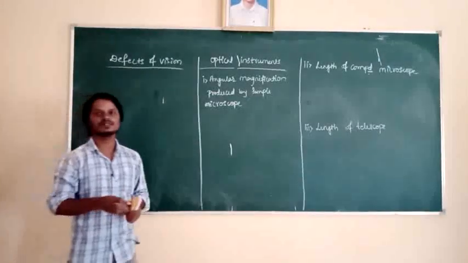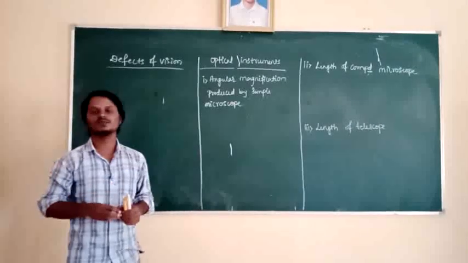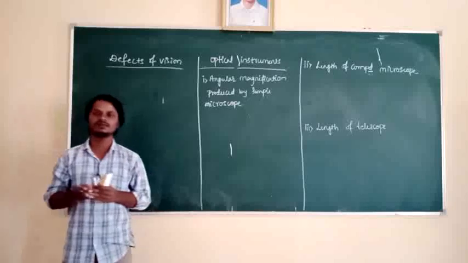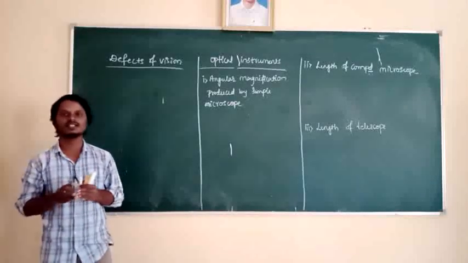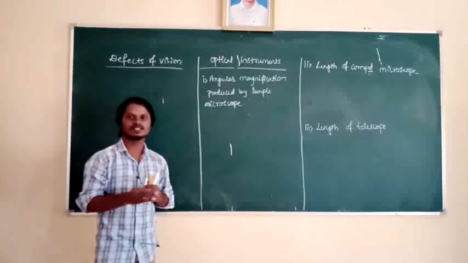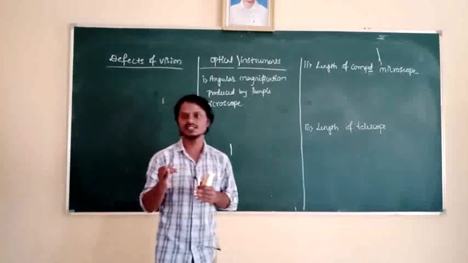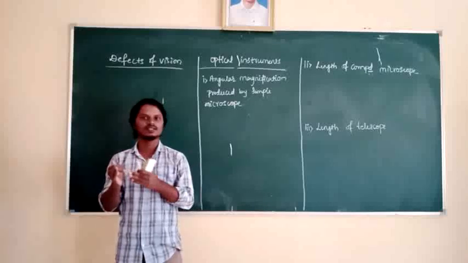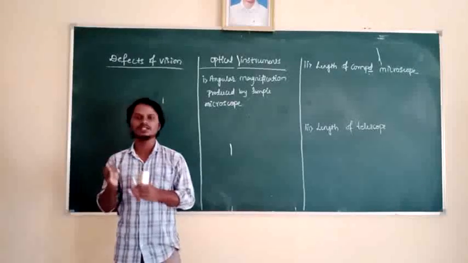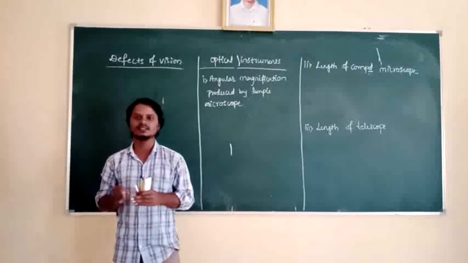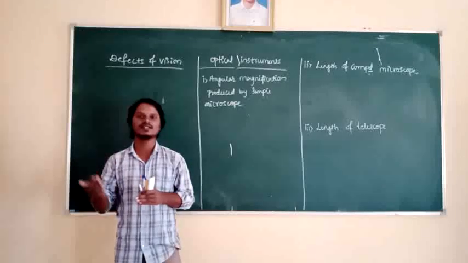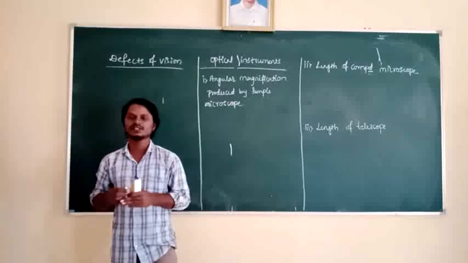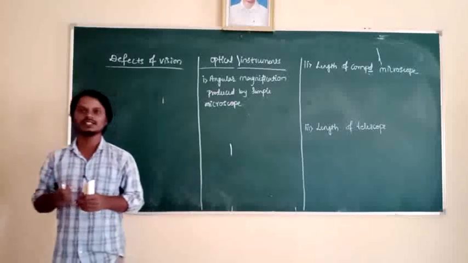So what are the types of defects of vision? There are three types of defects of vision. Actually, there are four types. First type of defect of vision is myopia. Second type is hypermetropia. Third type is presbyopia. Presbyopia and hypermetropia are the same, but presbyopia occurs in aged persons, that is, this defect occurs with aging.